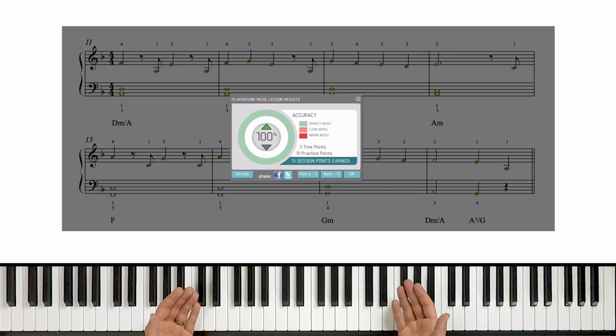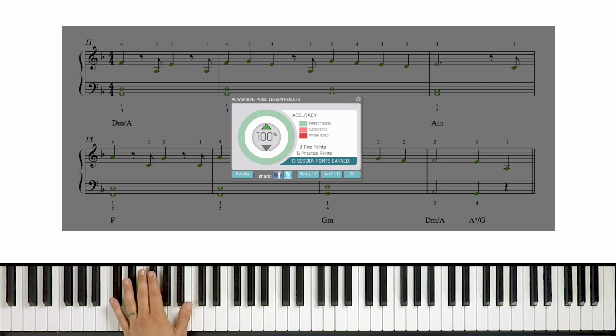Hey, all right, 100%. Now, let's try to speed things up, but let's not be in a hurry. If you need extra practice at this slow tempo, please take it by all means. With these video lessons, it's so easy to just rewind and play it back, right? So check that out if you need extra practice.